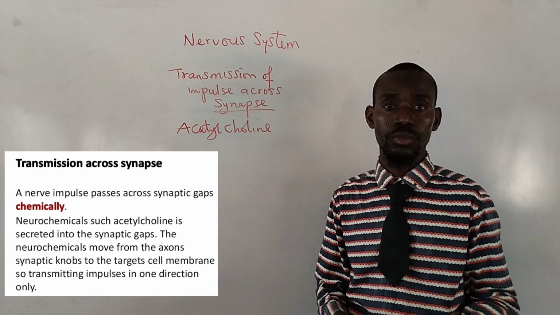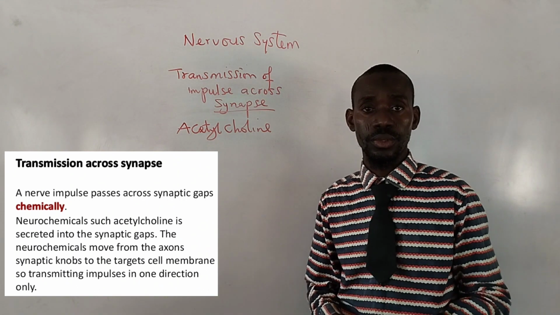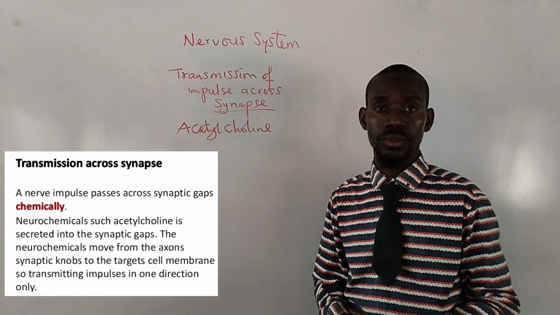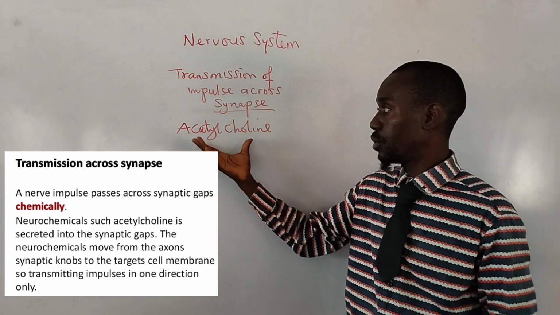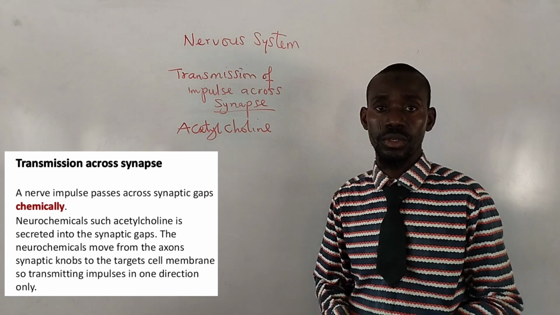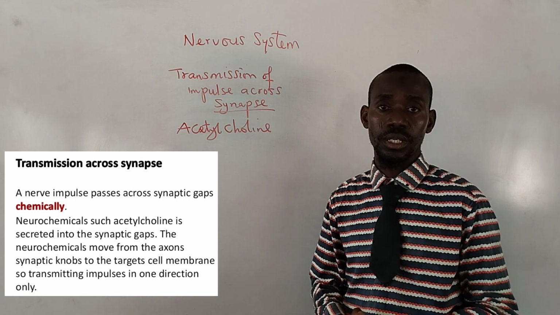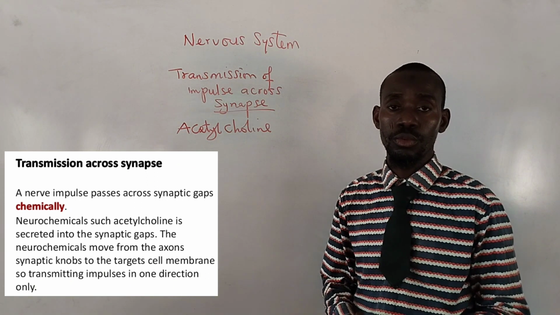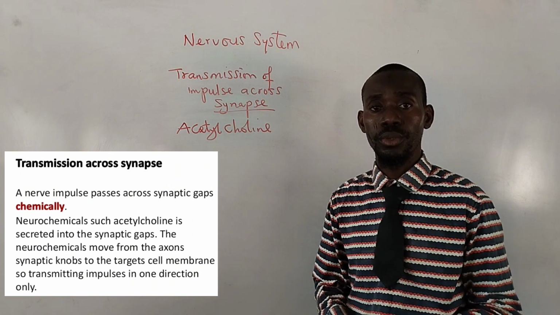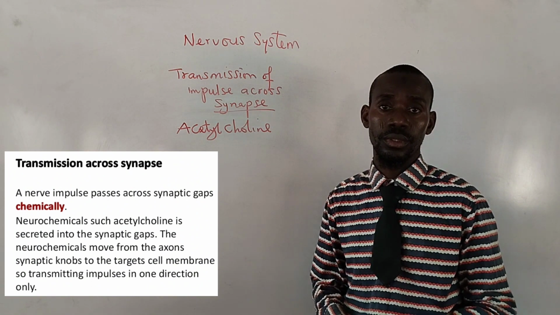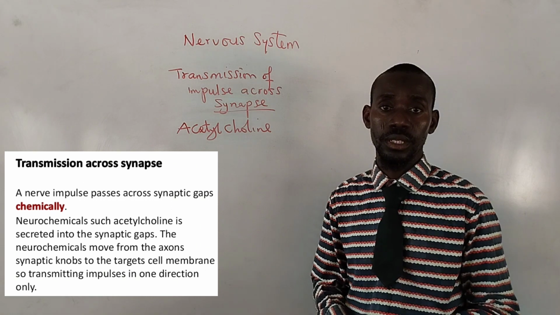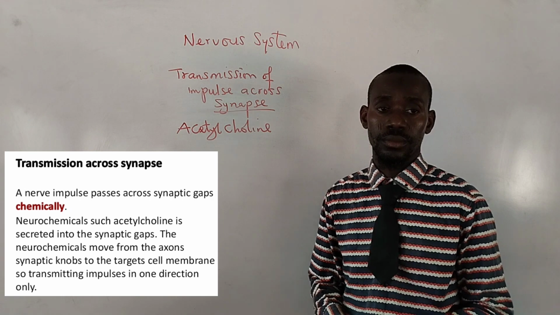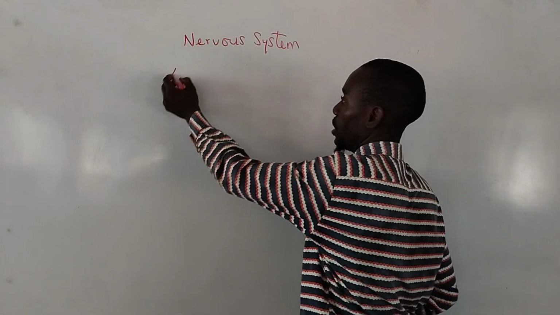So the knobs between the two neurons have to exchange chemicals, and the function of the acetylcholine or the neurotransmitter is to be able to move the impulse to the next neuron, and then convert it again into electrical impulses, which then travel along the axon.